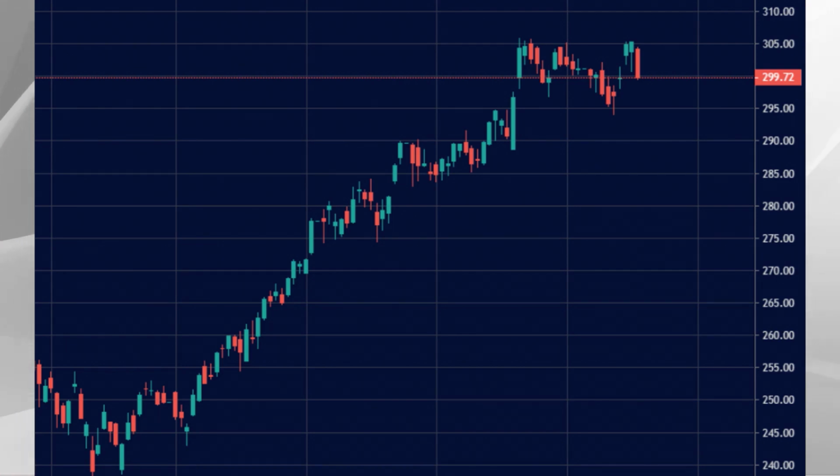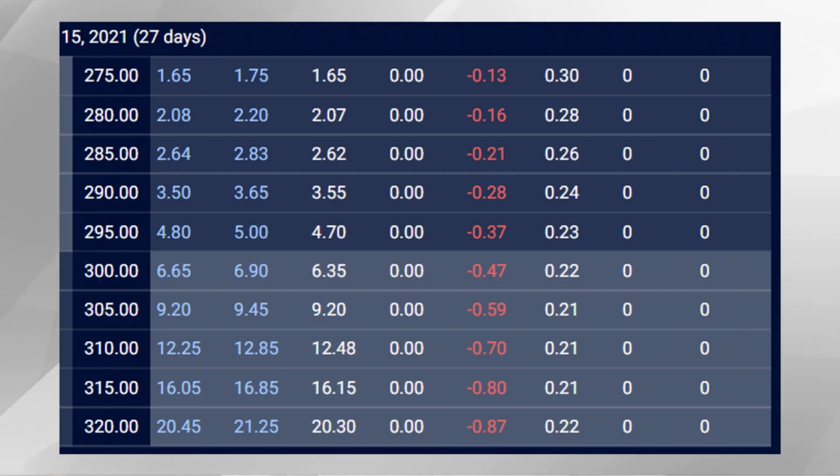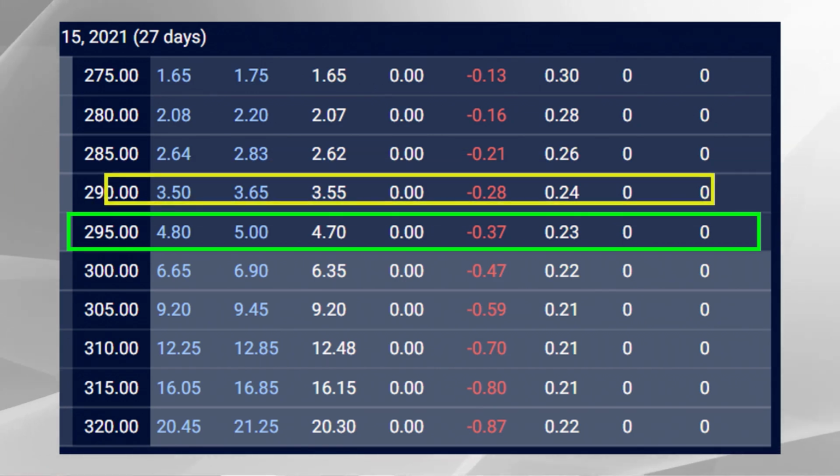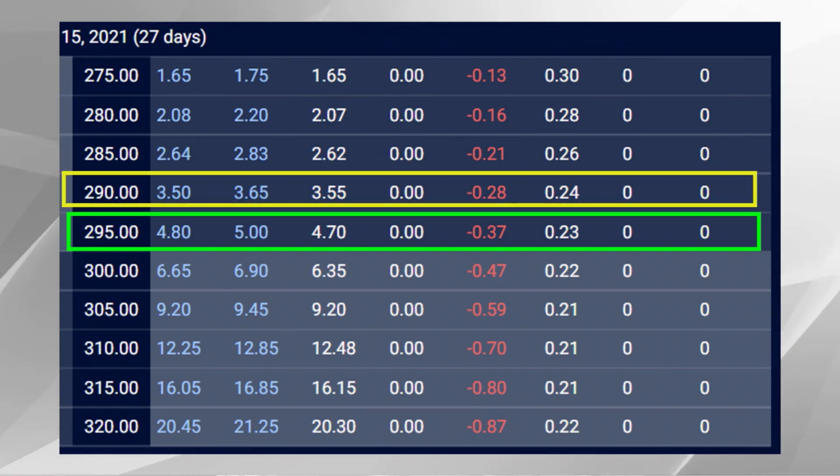In this example, we're going to use a stock trading for just under $300. The stock is in a long-term uptrend and has recently pulled back. There appears to be a fairly strong level of support around $295. Operating under the premise that there's a high likelihood of support holding up, you'd sell the $295 strike put. In this example, let's buy the $290 strike put as our hedge. We're going to use 27-day options.